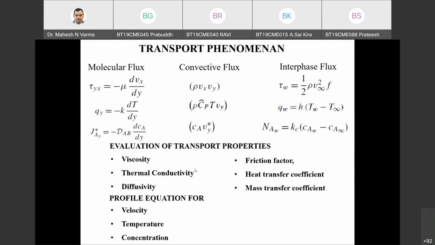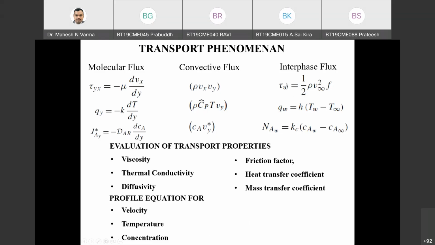So what we are doing in transport phenomena, only the situation will change. Maybe in undergraduate transport phenomena you will handle a simpler problem, meaning steady state problems, laminar problems, and so on. If you go for advanced transport phenomena, you will go to complex problems, say turbulent flow and transient flow, that you will handle in advanced transport phenomena. But overall, transport phenomena represents a study of viscosity, thermal conductivity, diffusivity, friction factor, heat transfer coefficient, mass transfer coefficient, and velocity, temperature, and concentration.